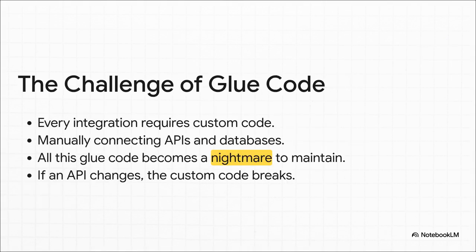And here's the kicker. It's not a one-and-done thing. You don't just write the code and walk away. What happens when that API you connected to gets an update? Your custom code breaks. Now imagine this happening across thousands, maybe millions of different AI applications. It becomes this constant, time-sucking maintenance nightmare.